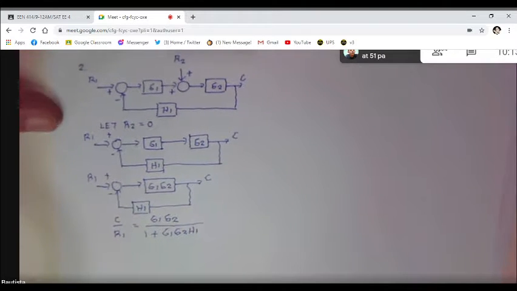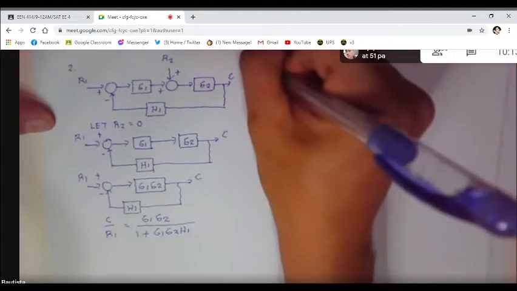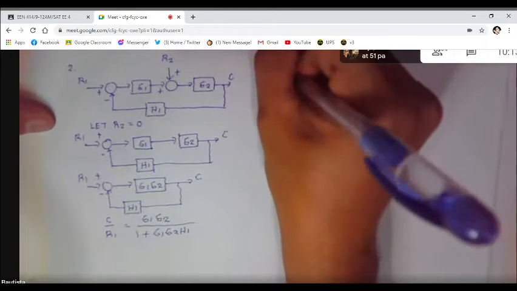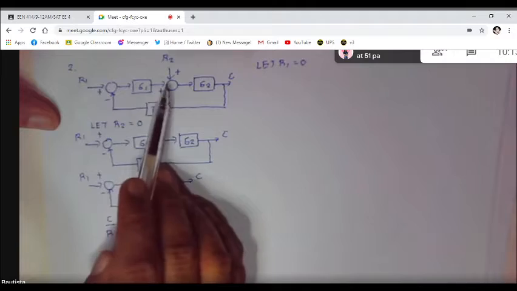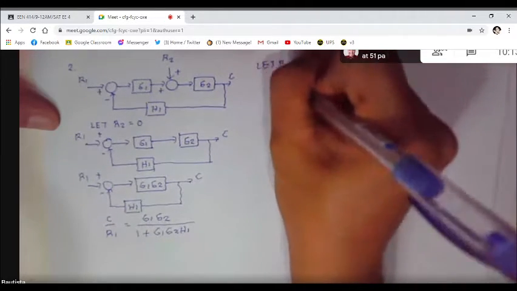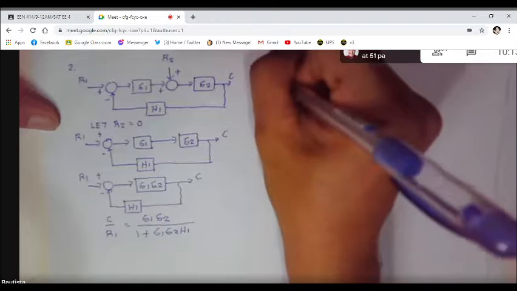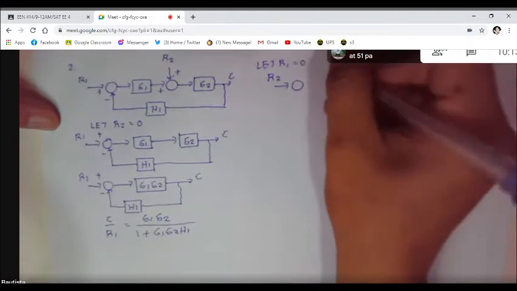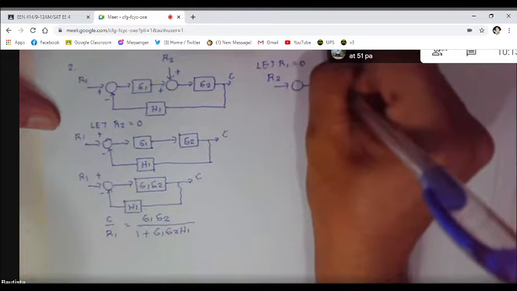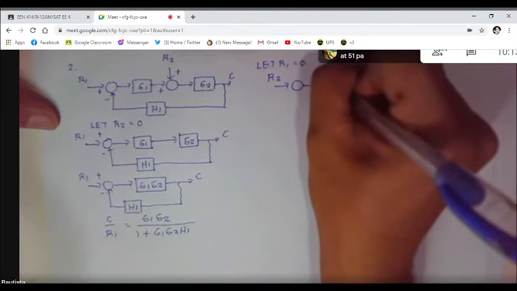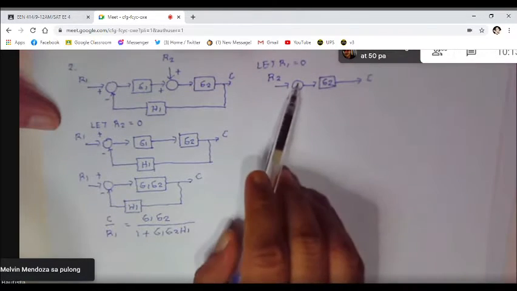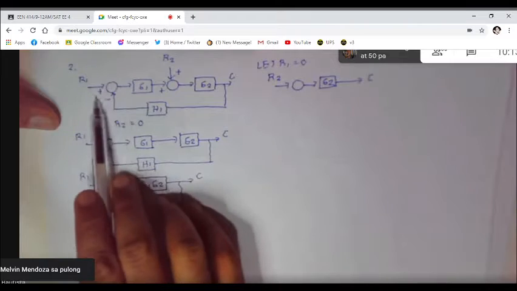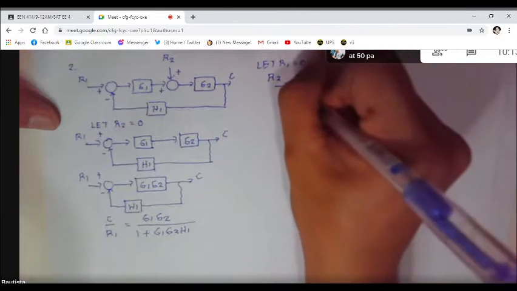Next. So, dito sa kabila, no? Let naman R1 is equal to 0. 0 daw ang R1. So, ito, 0 yan. Okay, so you have to draw, no? So, you have R2. Okay, ito yung R2. So, pupunta doon, G2. G2. Ayan. So, yung C. Okay? So, papasok dito, ito yon. Ito, wala na to, no? Diretso na yan. So, papasok dyan.